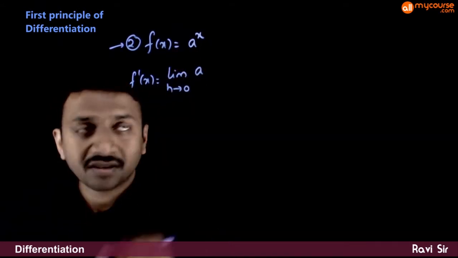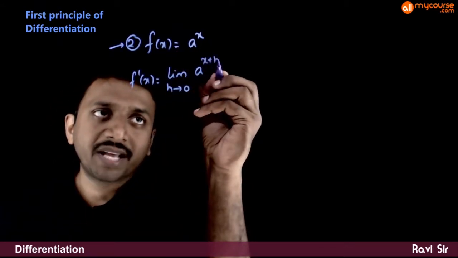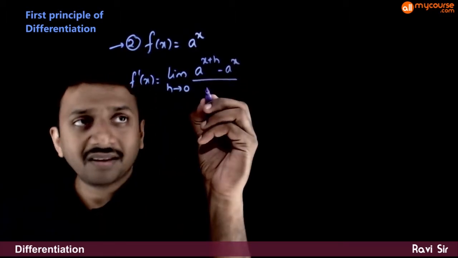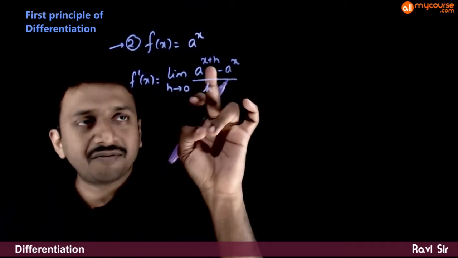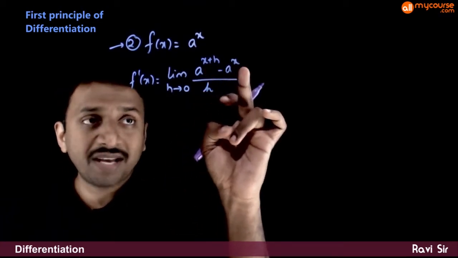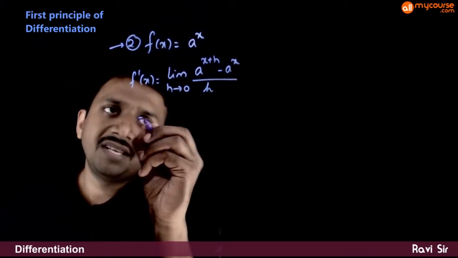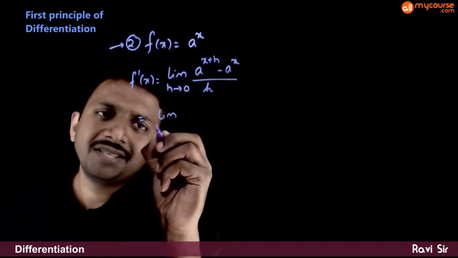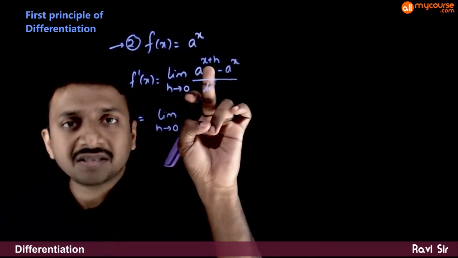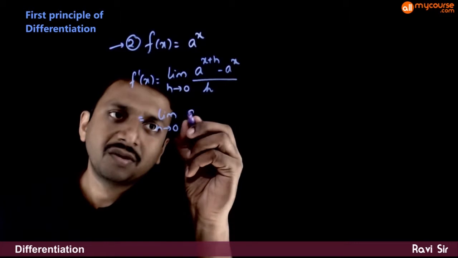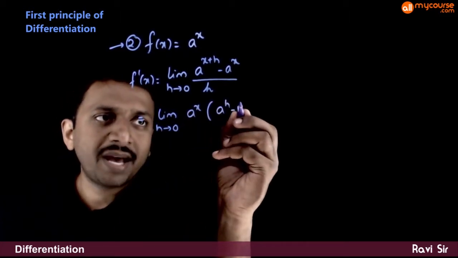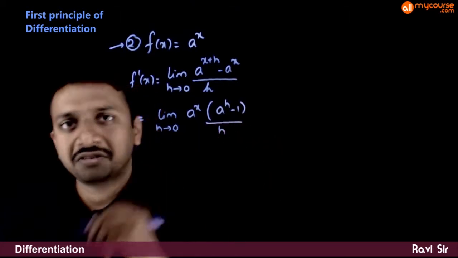f(x) is a^x. f(x+h) is a^(x+h). So f'(x) is the limit as h tends to 0 of (a^(x+h) minus a^x) by h. Now a^(x+h) is a^x into a^h. So if I take a^x as common, you get a^x times (a^h minus 1) by h.